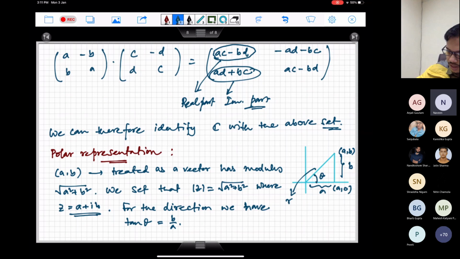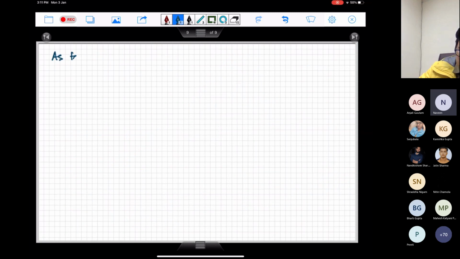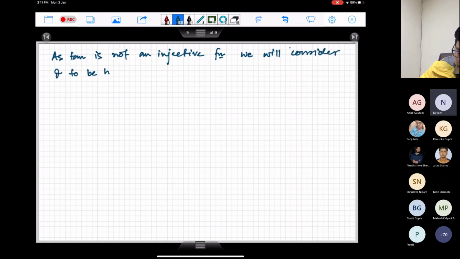Okay, so let me write: since tan is not an injective function, we will consider theta to be having values in the interval, let's say, what do I want?